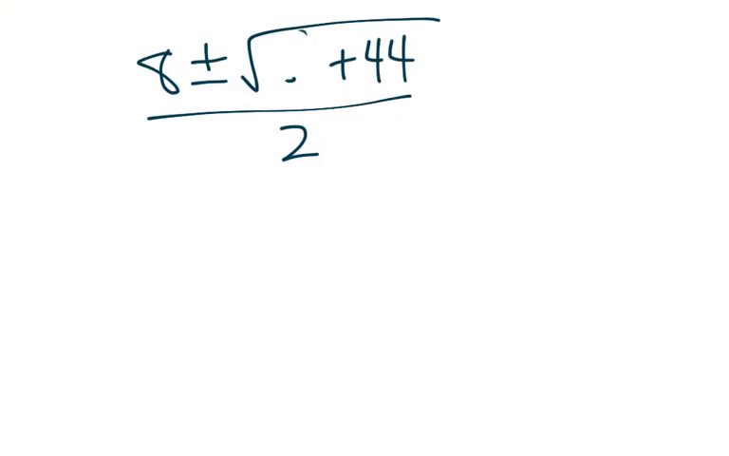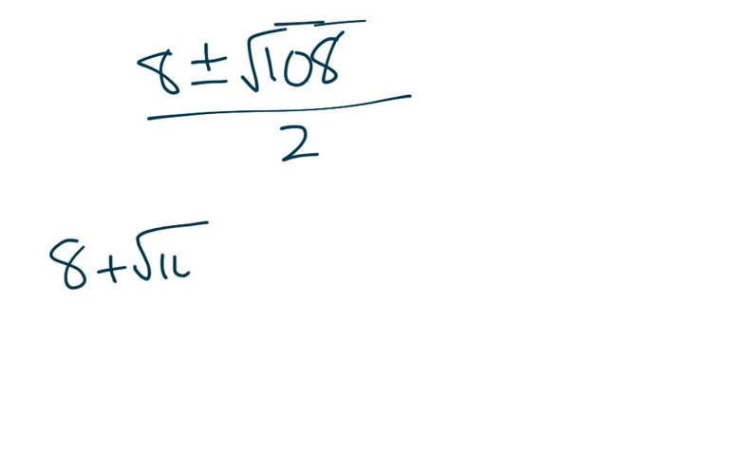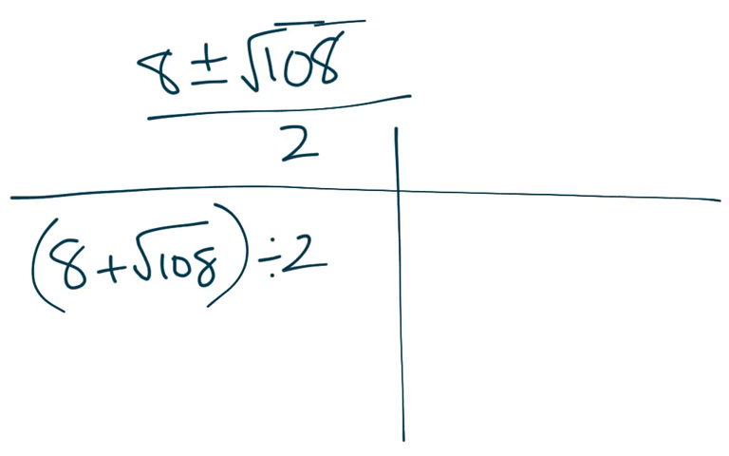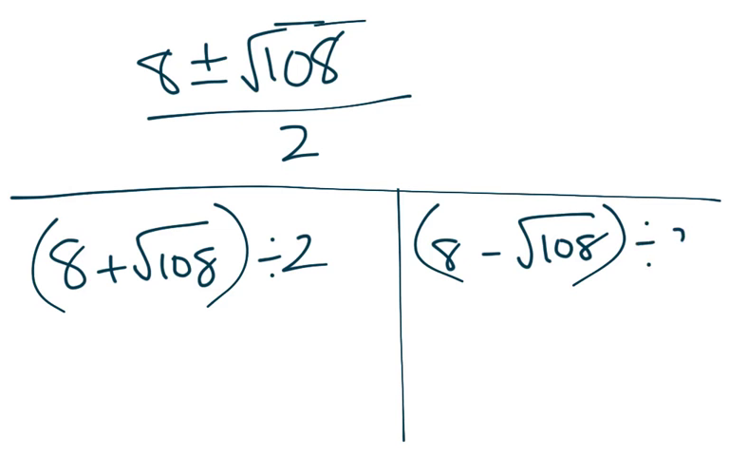Well, 8 squared is 64, so let's go ahead and fill that in. And 64 plus 44 is 108. So let's go ahead and fill that in. So now I'm at the point where I can just put this in my calculator and it can tell me the answer. You're going to have two separate things that you're going to put in your calculator. You're going to do 8 plus the square root of 108. Make sure you put that in parentheses. That's going to be one answer. And then the other one is going to be 8 minus the square root of 108 divided by 2.